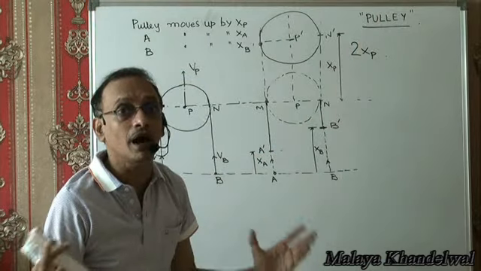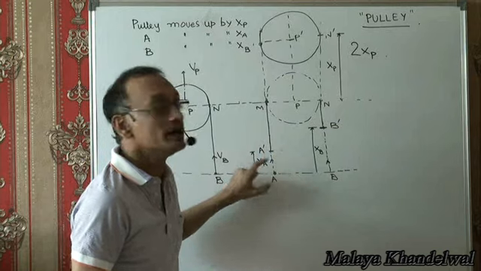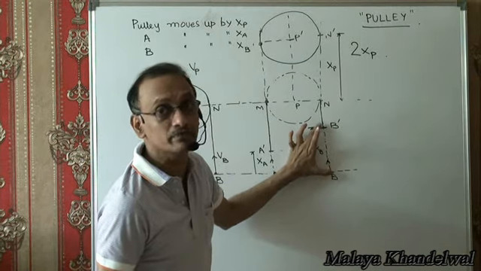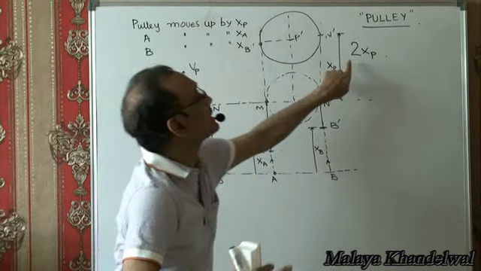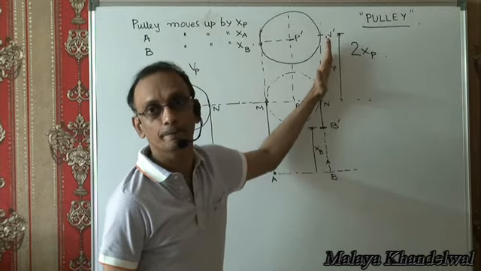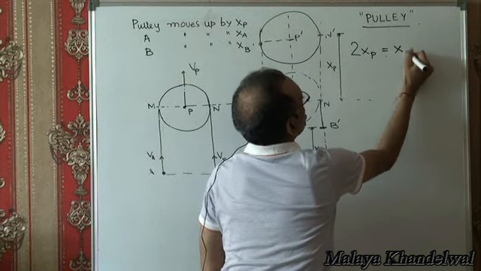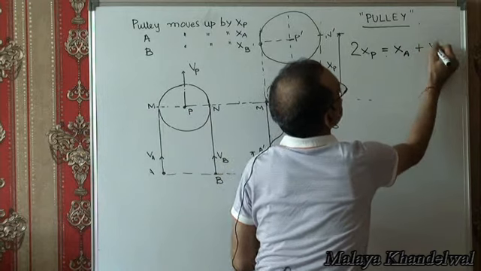How can that happen? How can we get 2xp on the sides? If A by its motion upwards releases a certain length xa, B by its motion upwards in the same time releases an amount xb, and together they release an amount 2xp, which features on the sides of the pulley, right? So 2xp therefore must be xa plus xb.